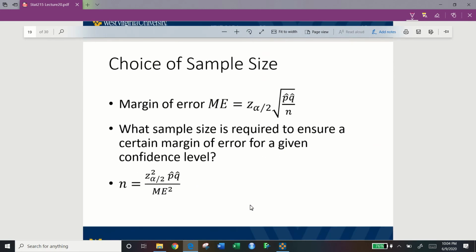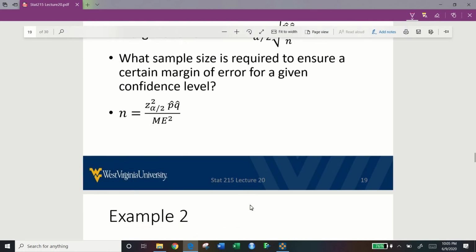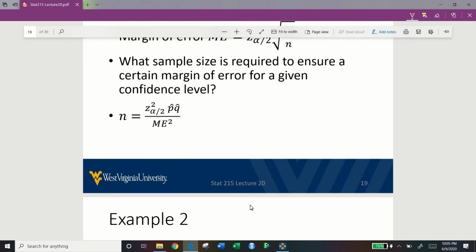Okay, so let's go ahead and talk about our choice of sample size. If you recall, our margin of error, abbreviated ME, is equal to Z alpha over 2 multiplied by the square root of p hat q hat over n. We want to know what sample size is required to ensure a certain margin of error for a given confidence level. You may recall we did the same thing when we were talking about sampling distributions for means. In this case, n is going to equal Z alpha over 2 squared multiplied by p hat times q hat over our margin of error squared.